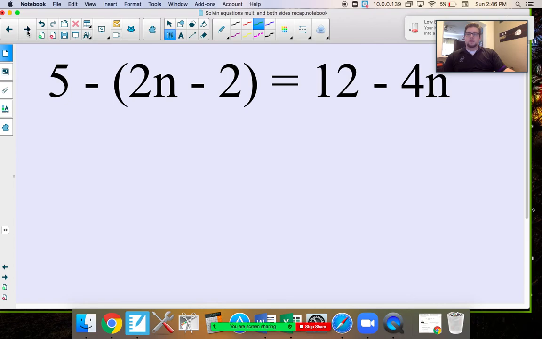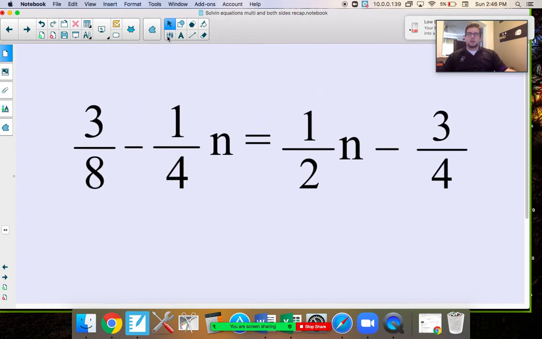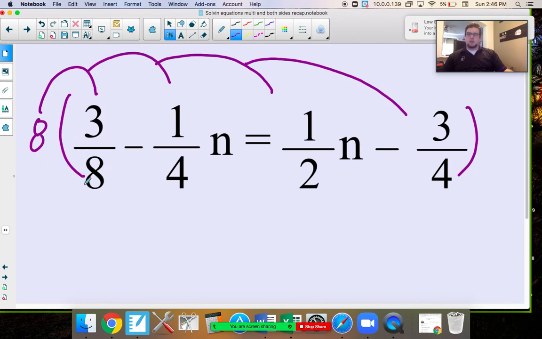One last one for this. Let's do this one with the fractions. So before I do anything, I'm going to look at my denominators, and I see that the first number that they all go into is 8. So if I want to get rid of all these fractions, I'm just going to multiply this entire thing by 8. Now this is like a very large distributive property. 8 here cancels out, so I'm just left with 3. 8 times 1/4 actually gives us negative 2n. 8 times 1/2 gives us 4n. 8 times 3/4 gives us negative 6. I divide by the bottom, multiply by the top.